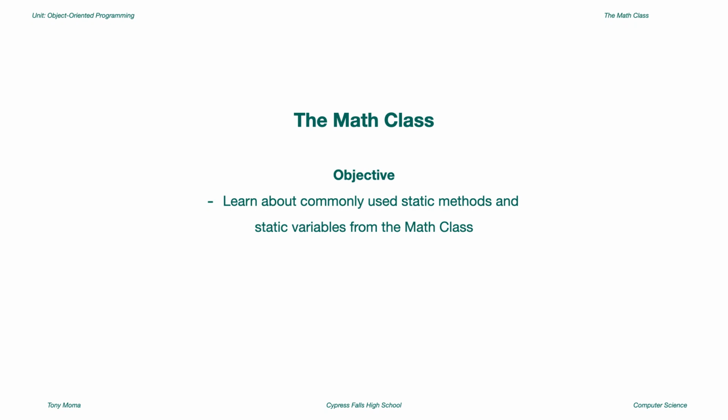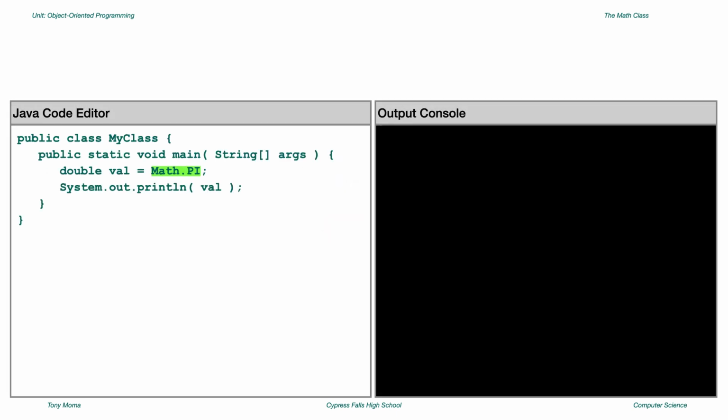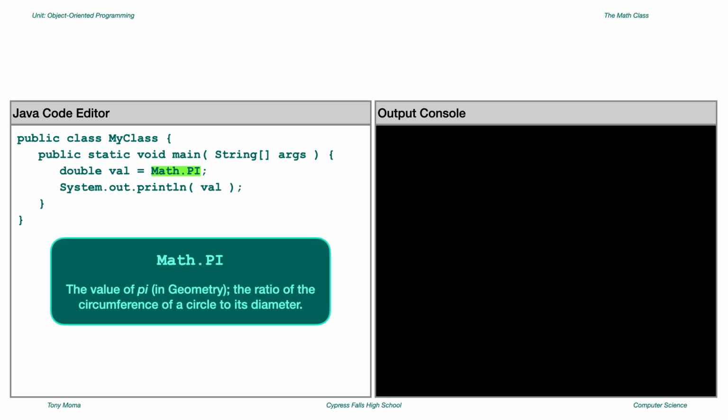The Math class. In this video, we will learn about commonly used static methods and static variables from the Math class. The first static variable we'll learn about is Math.PI. If you've taken geometry, you're familiar with this term. This variable represents the value of pi in geometry, or to put it in more technical terms, the ratio of the circumference of a circle to its diameter.